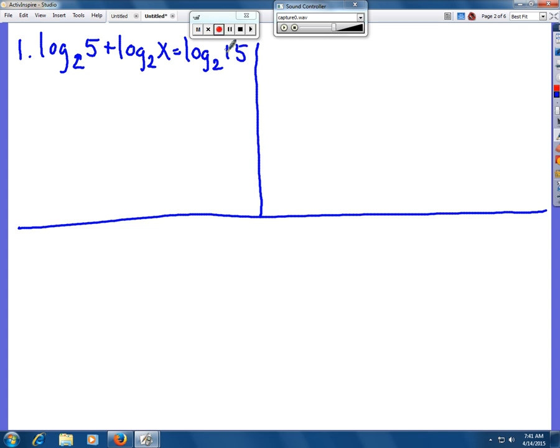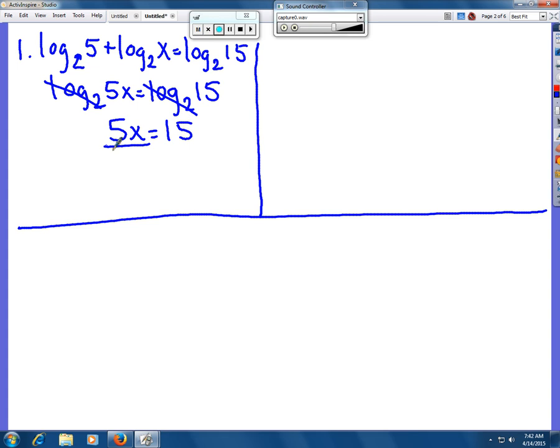So you've got to first condense. First step is condense. This sign right here tells us it's the product property we're going to use. So we would multiply the 2 arguments, 5 and x. So we have log base 2 of 5x equals log base 2 of 15. When I have a log on both sides, I just drop the log and I end up with 5x equals 15. That just tells me divide by 5 and x equals 3. Check to see if that makes your argument positive, and it does, so that's a solution.